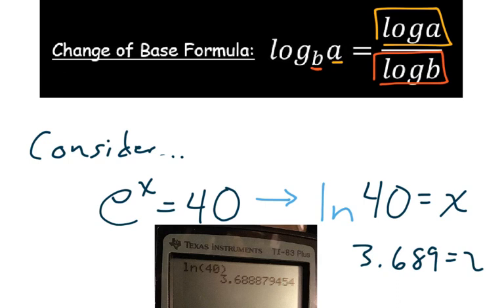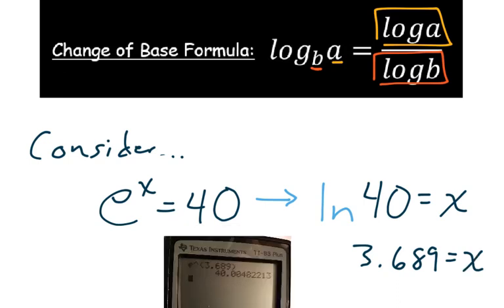3.689. Do you understand what 3.689 really is? It's really the exponent. And so if I plug in 3.689 back in for x, so e to that 3.689, well, I would end up getting 40.